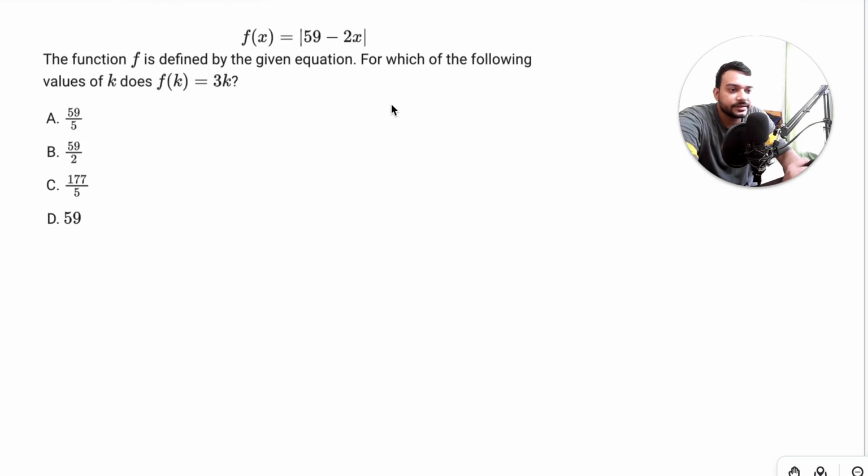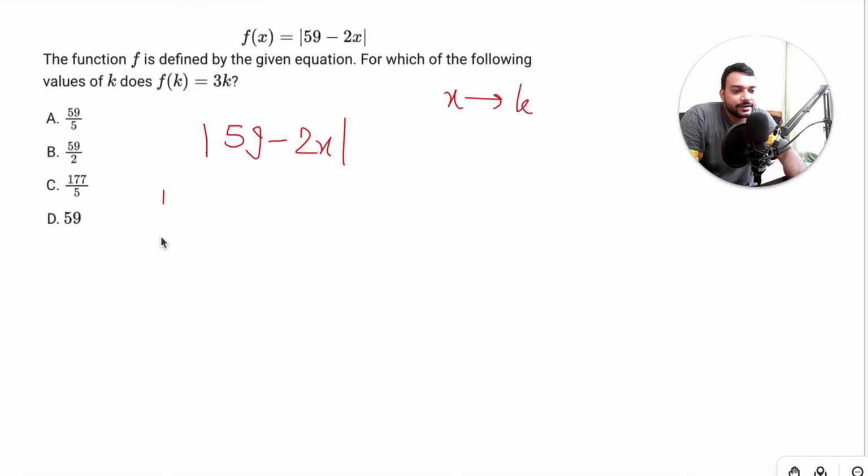There's a function given to us, f(x) is equal to the absolute value of 59 minus 2x. The function f is defined by the given equation. For which of the following values of k does f(k) equal 3k? Okay, so the function given to us is a modulus or absolute value function, 59 minus 2x. It's asking for what value of k does f(k) equal 3k? Let's replace x by k and check. So f(k) will become the absolute value of 59 minus 2k. This is equal to 3k.